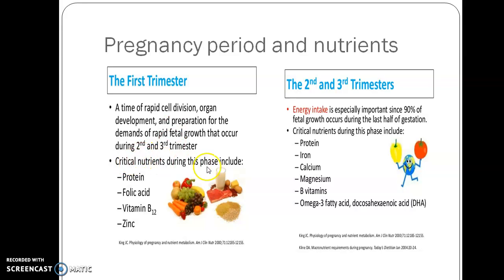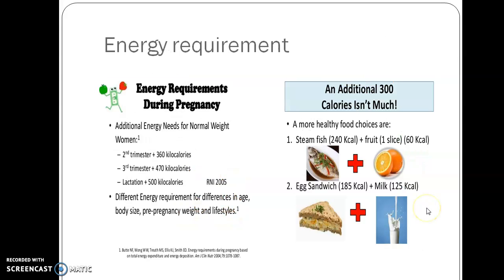Now, critical nutrients during the first trimester are protein, folic acid, vitamin B12, zinc. In the later months, energy intake is important since 90% of fetal growth occurs in the last half of the gestation. Critical nutrients during this period are protein, iron, calcium, magnesium, B vitamins, omega-3 fatty acid, docosahexaenoic acid or DHA.